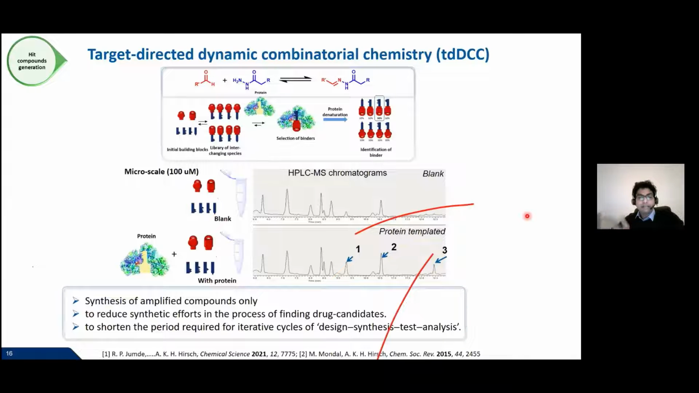And at the final stage, it will shorten the period I showed, this 3 to 6 years, right? It shortens this period of the iterative cycle of design, synthesis, test, and analysis. This will reduce.